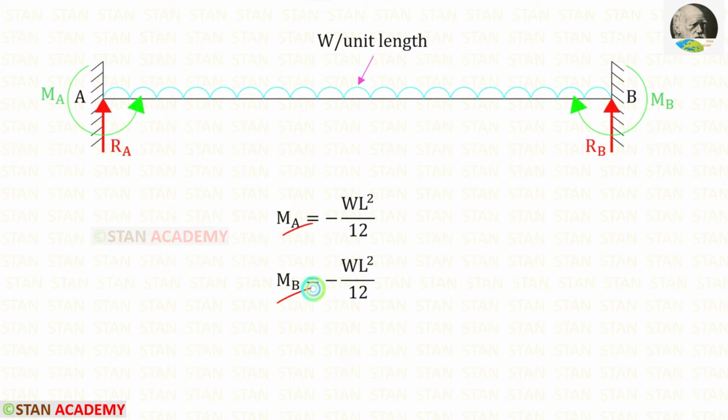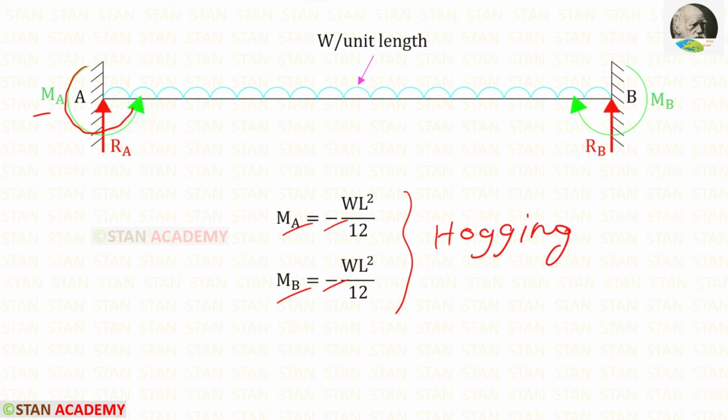For MA and MB, we have got negative moments. That means both of them are hogging. MA will be acting in the anti-clockwise direction and MB will be acting in the clockwise direction.